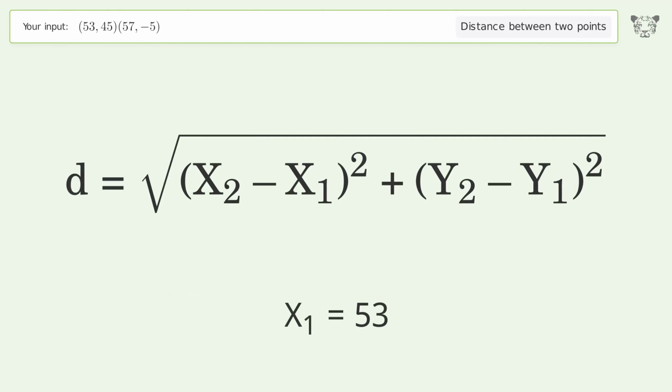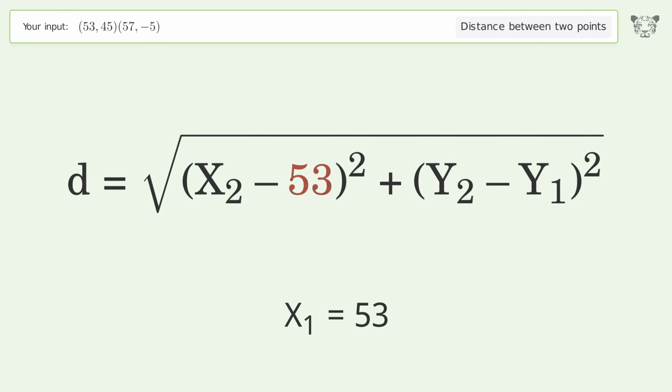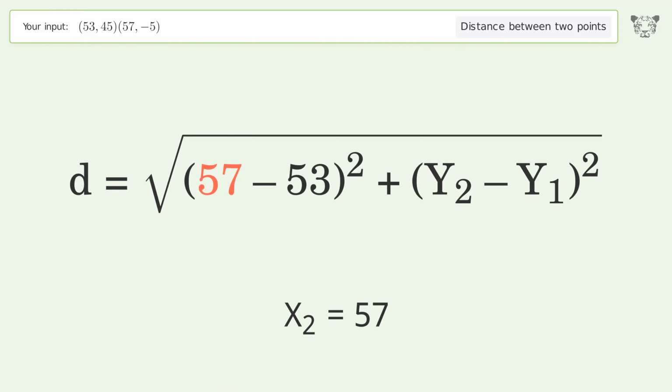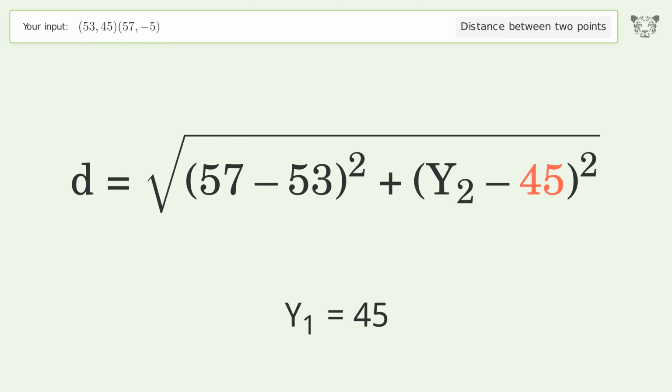x1 equals 53. x2 equals 57. y1 equals 45. y2 equals -5.